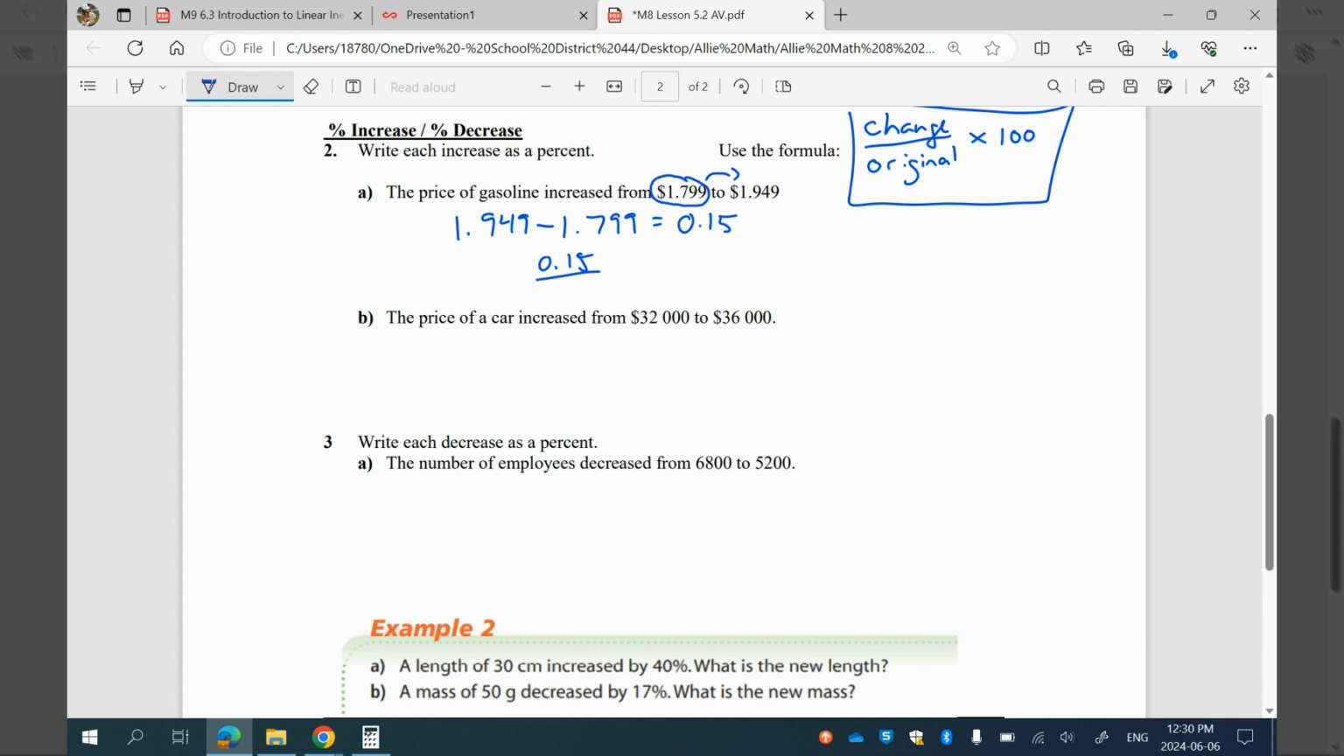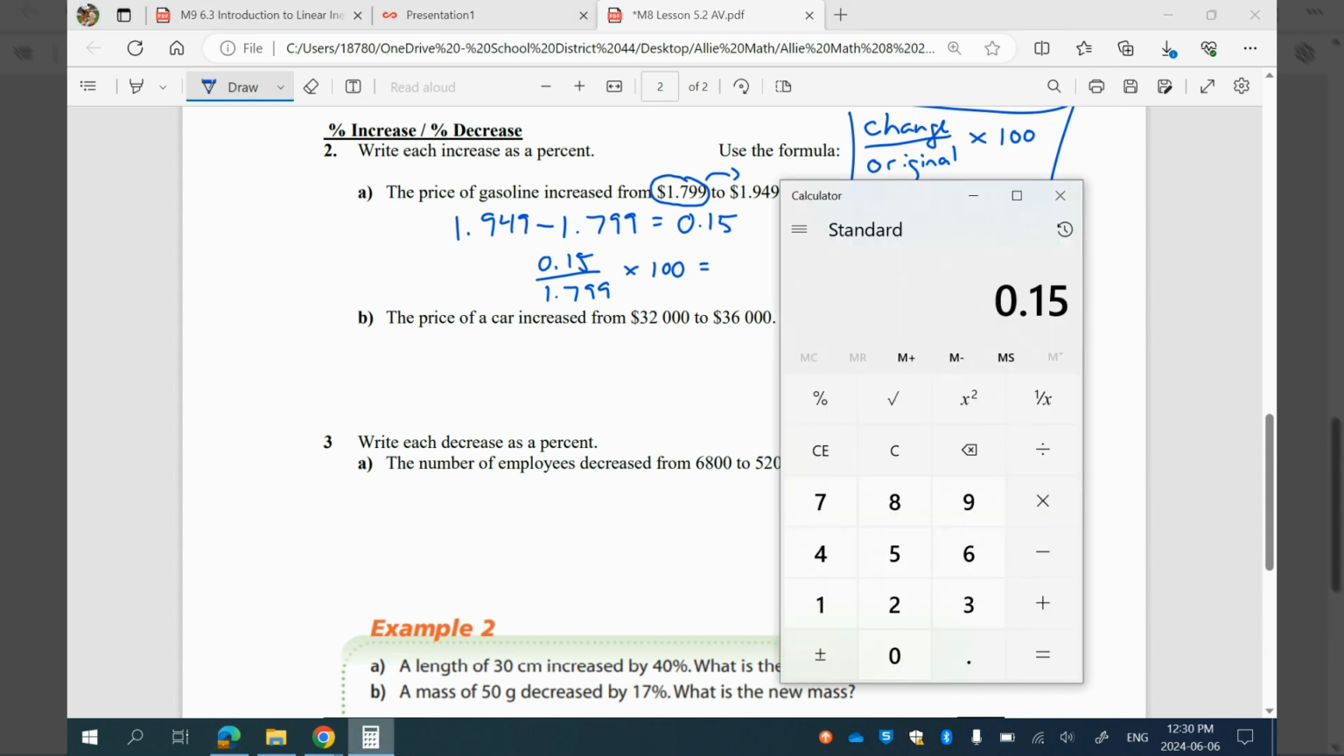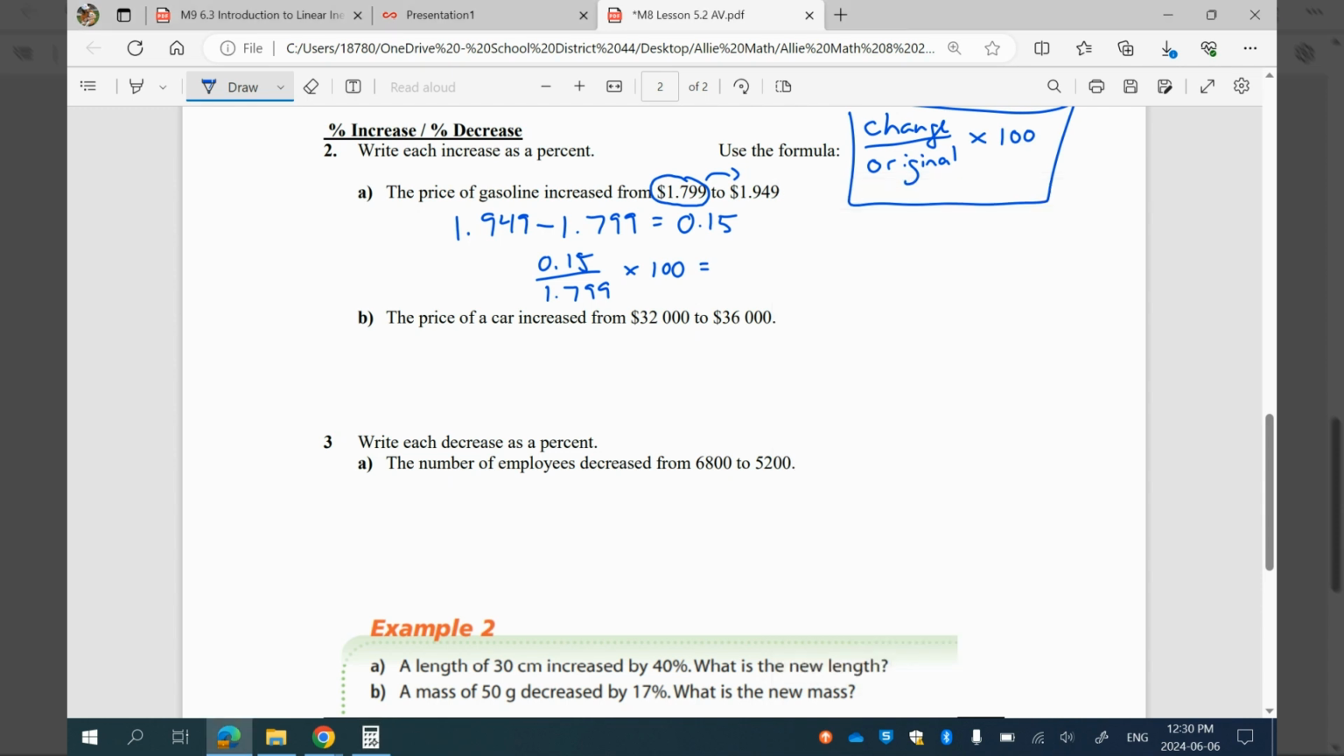So 1.799 is the original. And whatever we get there, we're going to times it by 100, and that should give us the percent increase. So let's go 0.15 divided by 1.799 times 100 equals 8.3% increase. Okay. That makes sense. I mean, it's not a huge increase, but it's a bit.